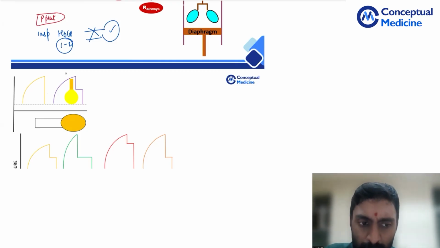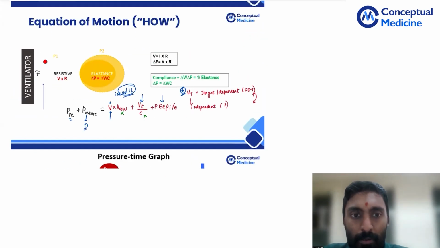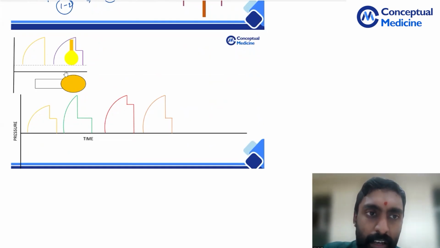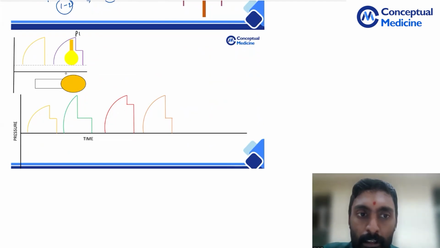So now we have understood the total peak pressure. This is going to be my total peak pressure, right? This is the maximum pressure that the ventilator circuit has achieved. This is my peak pressure. Next, what I have is my plateau pressure.